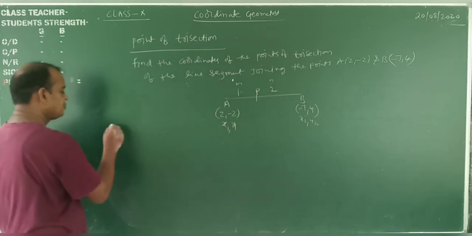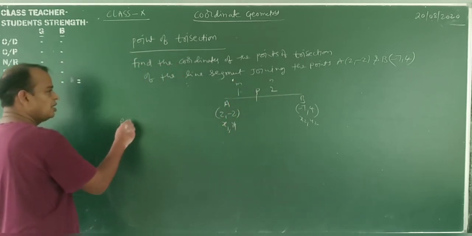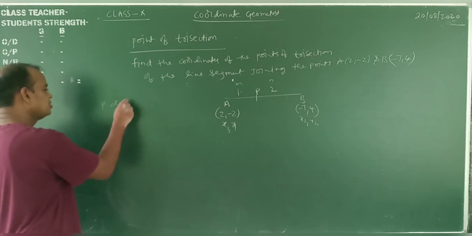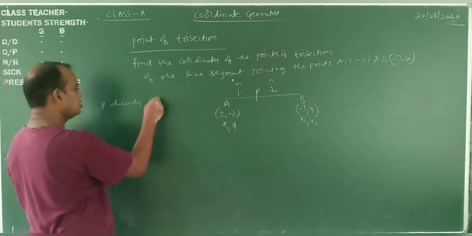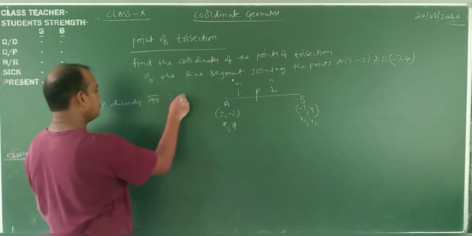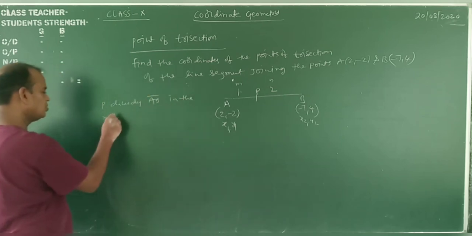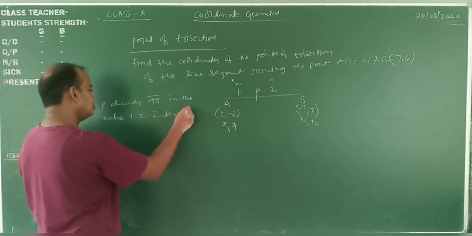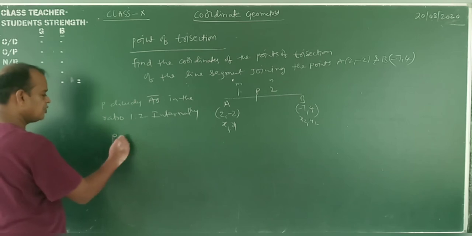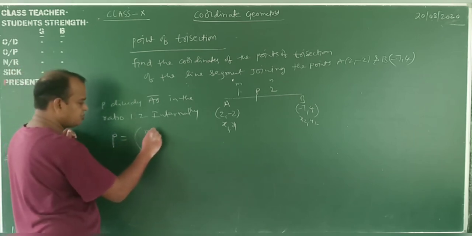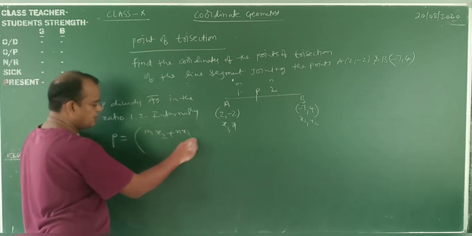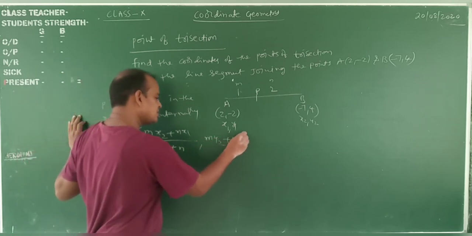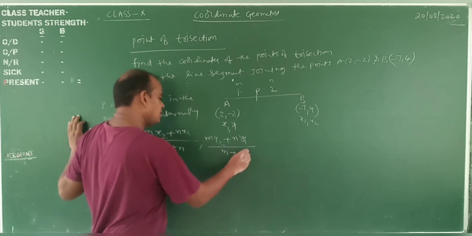P divides AB in the ratio 1:2 internally. Therefore, P is equal to the formula. You know that formula: (mx2 + nx1)/(m + n), comma (my2 + ny1)/(m + n).